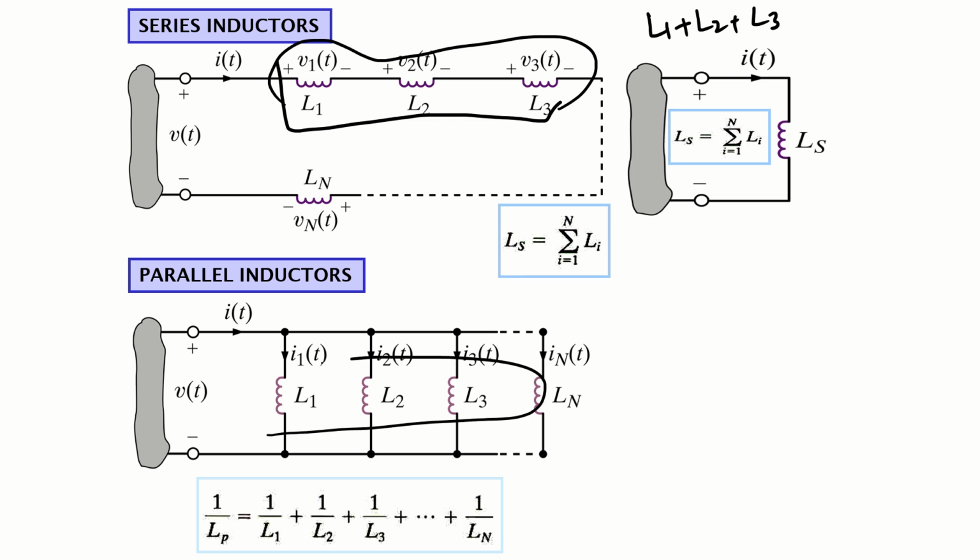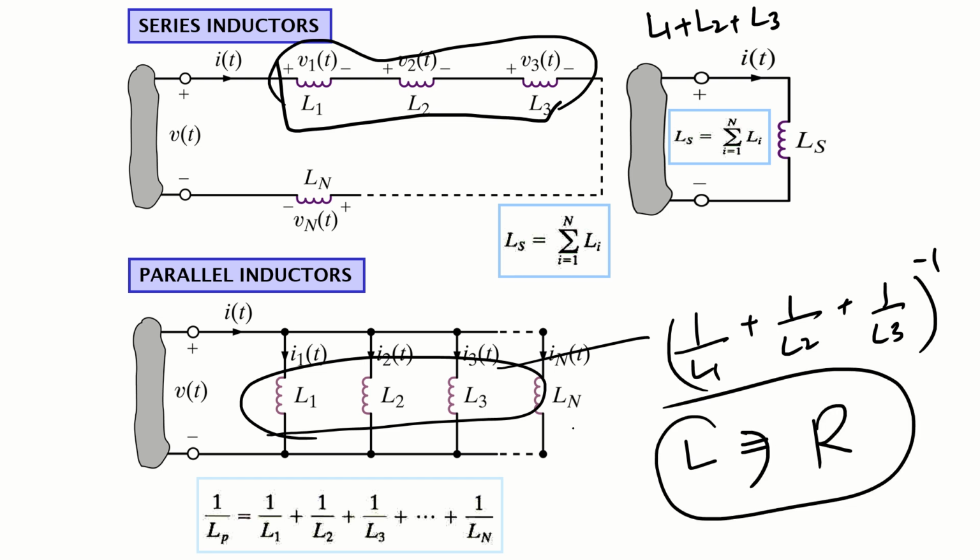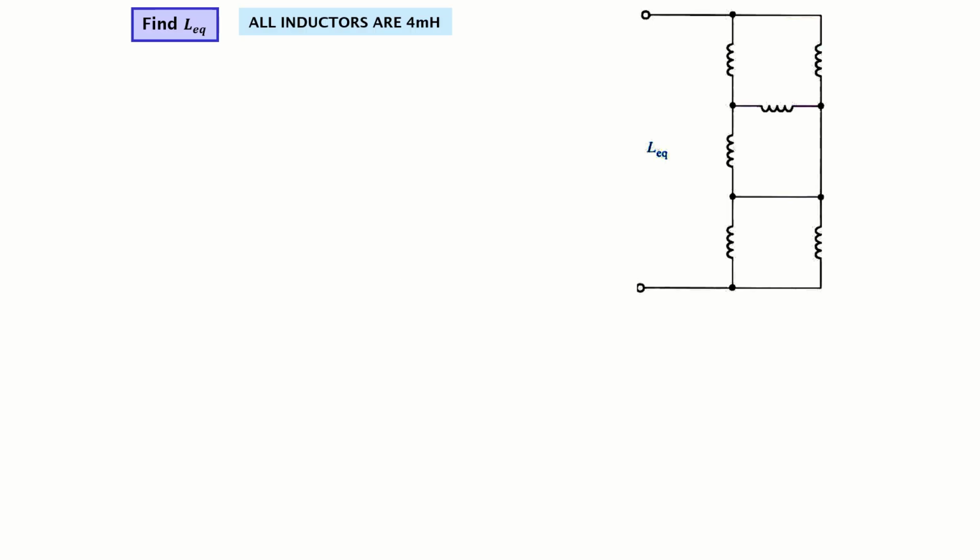If the inductors are in parallel, the same resistive approach applies: 1 over L1 plus 1 over L2 plus 1 over L3 and beyond. So the simple calculation for inductors is the same as the calculation for resistors, in terms of equivalent resistance or equivalent inductance. For capacitance, it just becomes the opposite, like we did in the previous cases. So let's have a look at an example now.